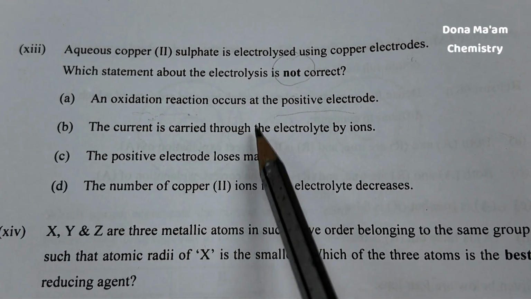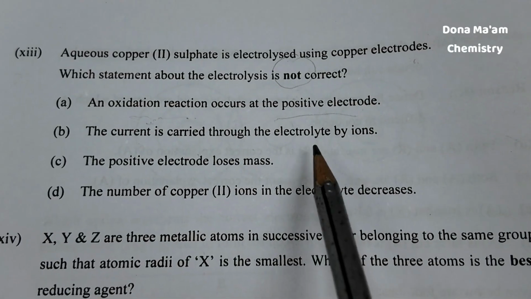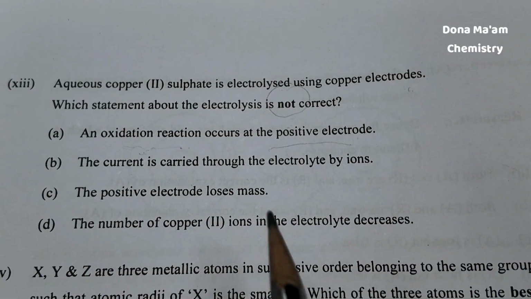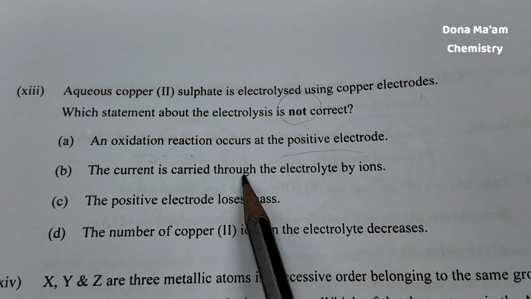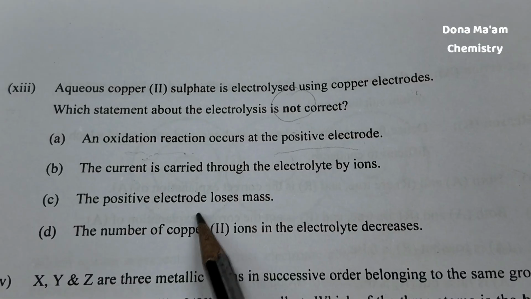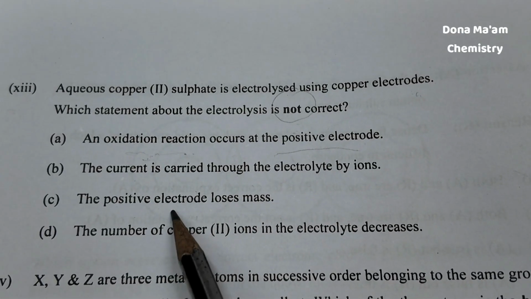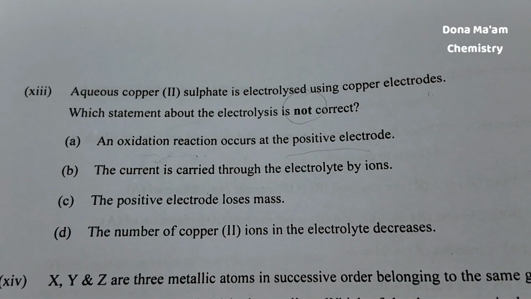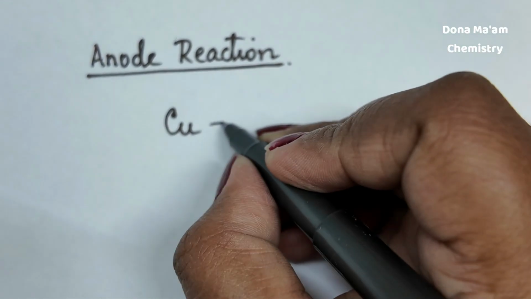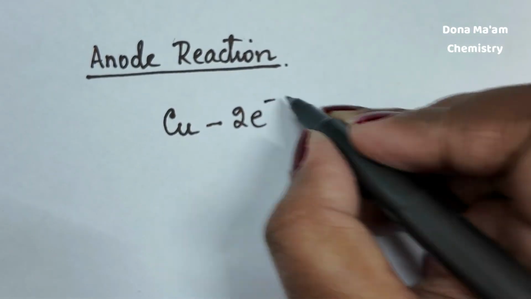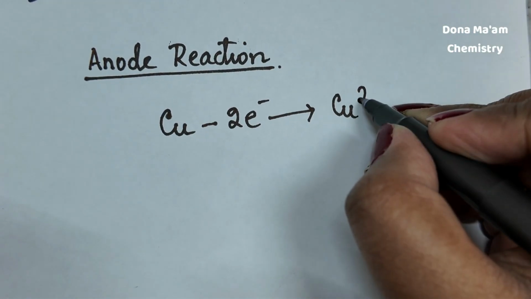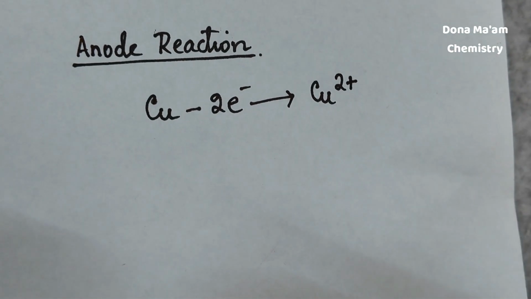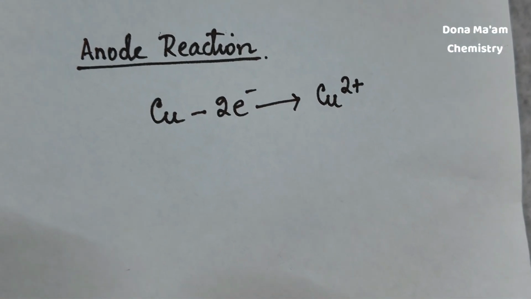The current is carried through the electrolyte by ions. Yes, electrolysis is taking place, so ions will be transferring the current flowing in the medium. So this is absolutely correct. The positive electrode loses its mass. Positive electrode again here indicates the anode. So let's see what the anode reaction looks like. In the anode, oxidation takes place, so copper will lose its two electrons to form copper ions. So the copper is losing its mass as well. So the anode is getting thinner and thinner and finally needs to be replaced.